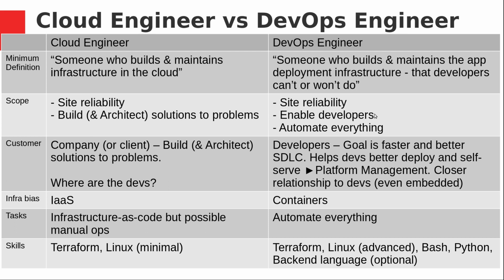So you will enable developers. There will also be a focus in general to automate everything. This is very, very much part of being a DevOps engineer. Try and automate everything, get things running more efficiently. As a cloud engineer, you may not have any demands or any pressure to automate everything. It may be something that you do anyway in your spare time and people are happy with it, but there probably won't be a big focus on it.